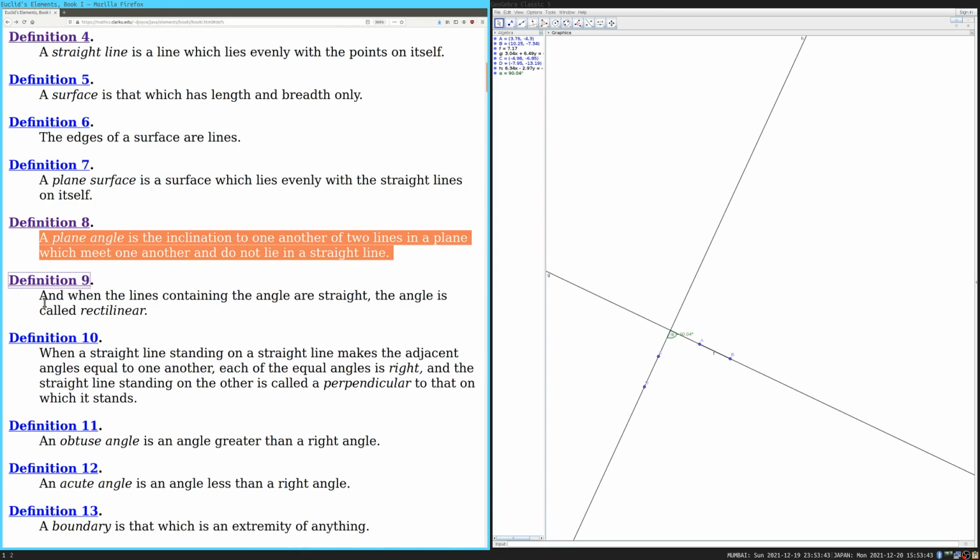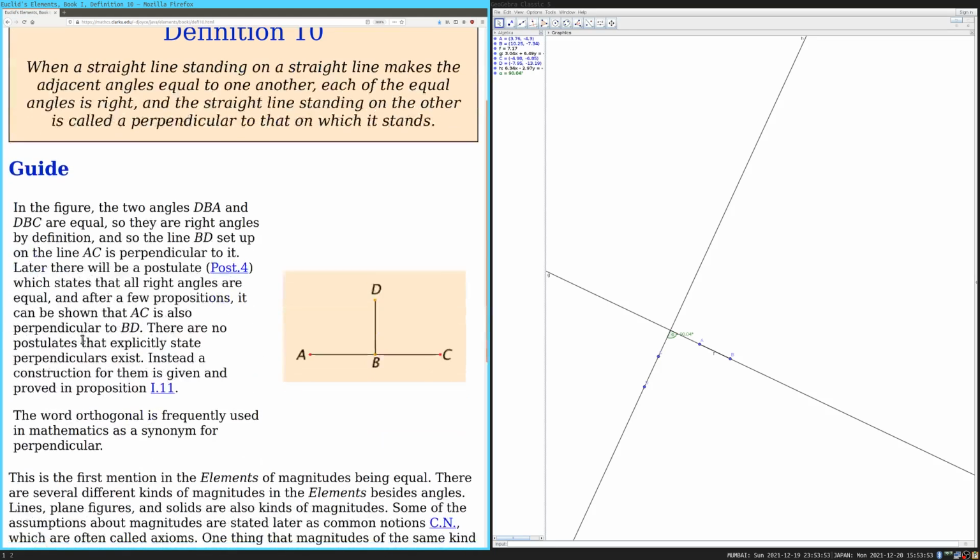When a straight line standing on a straight line makes the adjacent angles equal to one another, this is defined as a right angle.